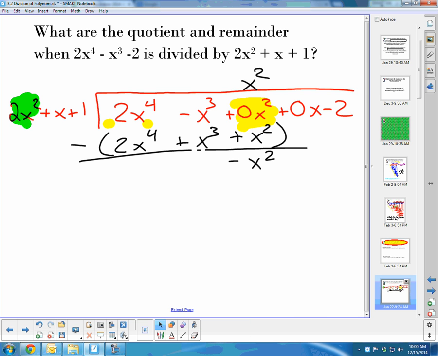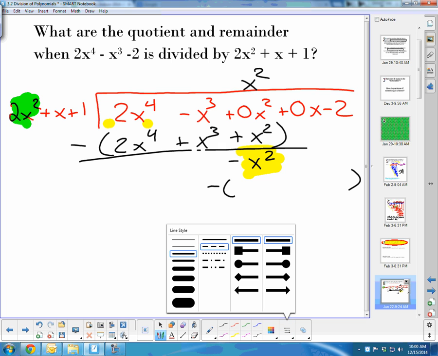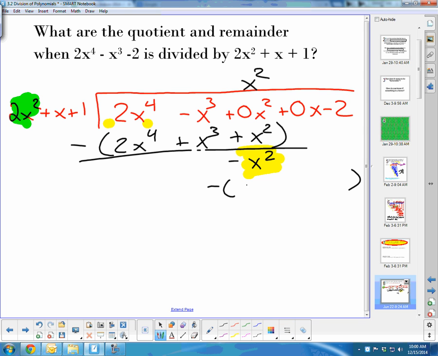So now my focus shifts. I'm no longer going to be focusing here. I'm going to focus here and say, how can I get rid of this negative x squared? Well, since we are going to have a subtraction, what am I going to want to subtract there? Well, I'm going to want to subtract a negative x squared, so that when I have negative x squared minus negative x squared, I will get my 0. Now the next question, how do I get the negative x squared here? What am I going to put in that position?